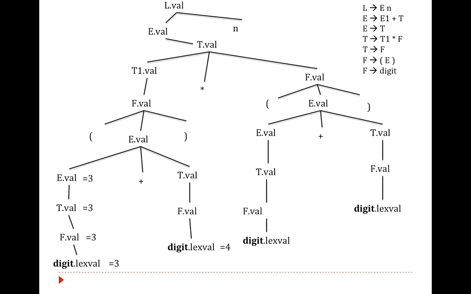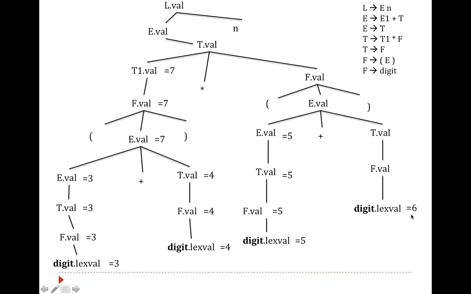The next value is 4, which is passed on to its parent. Then the semantic rule 3 plus 4 is applied, and we get the value 7. This will be passed on. Then the next value is 5, which will be passed on to its parent, because this is using only the synthesized attributes, which are computed using the children. So the leaf node is computed first.